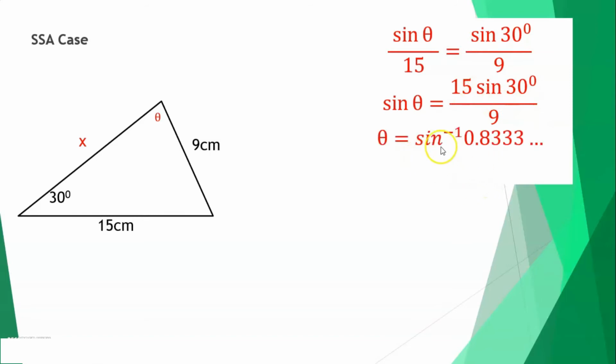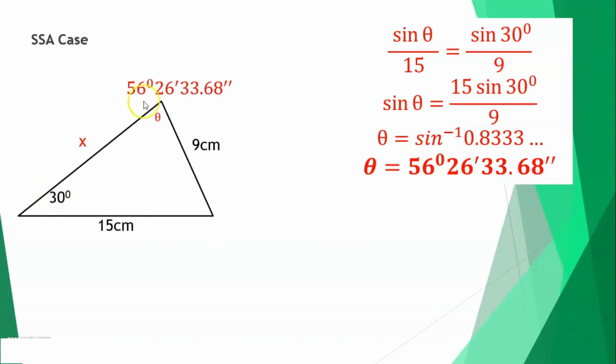Using our calculators, so that would be 0.833 arc sine. So that would be 56 degrees, 26 minutes, and 33.68 seconds. So that's the value for theta. To solve for the third angle here, that would be 180 degrees minus the value for theta and minus 30, we'll get approximately 93 degrees, 33 minutes, and 26.32 seconds.